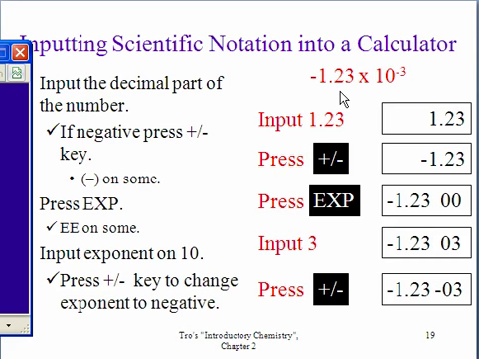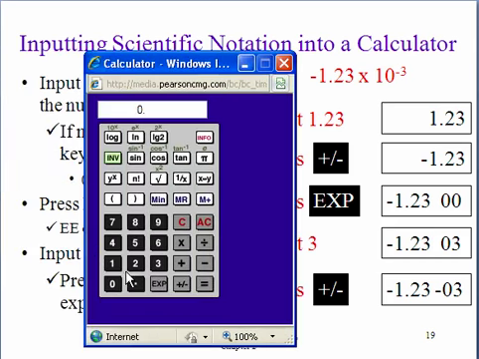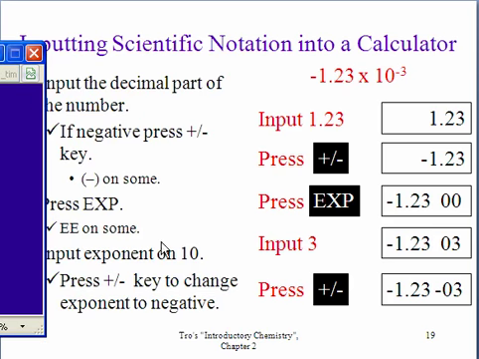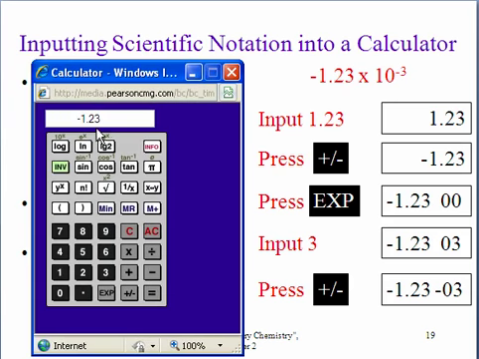So first you put this part right here, 1.23. And then what you want to do is you want to change the sign. Now don't hit the minus sign. This is an operation. You want to hit, on some calculators it will be this right here. And then if you have a TI calculator, then it's going to be a negative in parentheses often. So first get your calculator to this part.